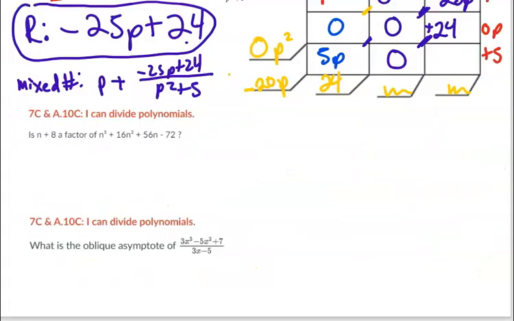I can divide polynomials. Is n plus 8 a factor of n cubed plus 16n squared plus 56n minus 72? Well, let's try it out with synthetic division. So we set this equal to 0. N would equal negative 8. That goes right here. Write the coefficients.